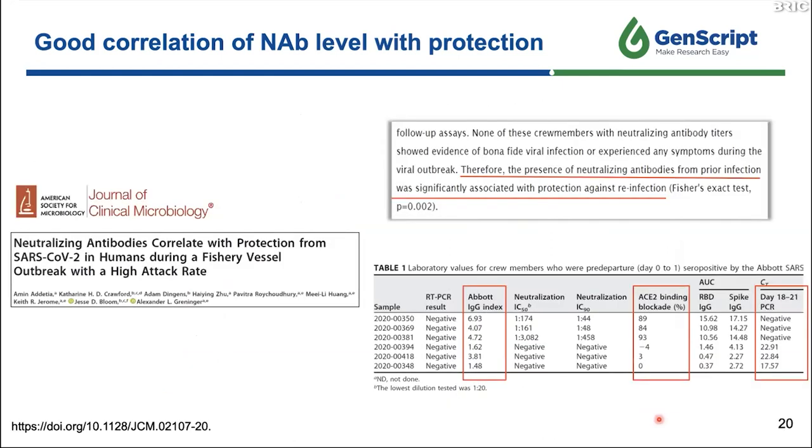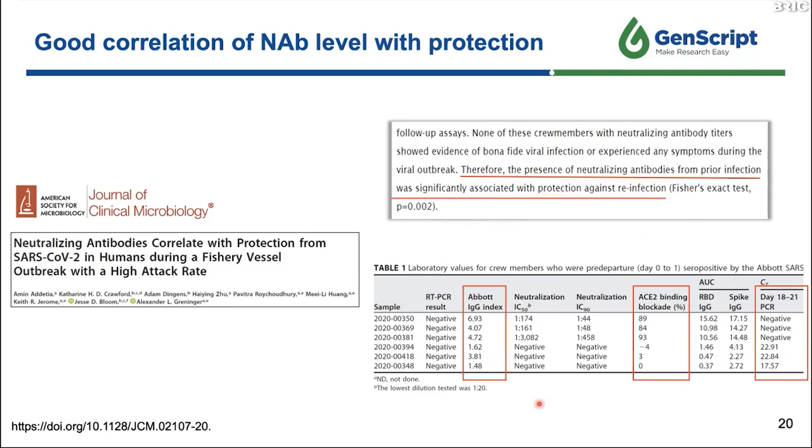And next, I would like to share a study that describes the SARS-CoV-2 outbreak in a fishing vessel with a very high attack rate. In this study, it was found that the presence of neutralizing antibody from prior infection was significantly associated with protection against reinfection.